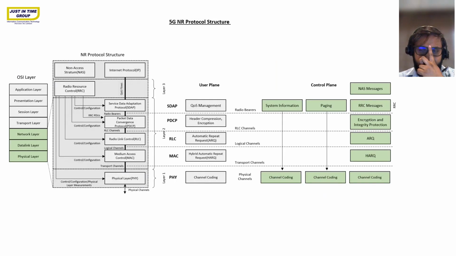So if you deep dive into the 5G New Radio protocol stack, this is quite similar to the OSI layer or TCP/IP protocol stack. It consists of non-access stratum messaging on top, and then we have the service data adaptation protocol layer, which is quite new in 5G New Radio compared to the LTE protocol stack. The main function of SDAP is to do QoS management. Then we have the PDCP layer, which takes care of header compression and also encryption. And then RLC for automatic repeat request, and also MAC for hybrid ARQ mechanisms.